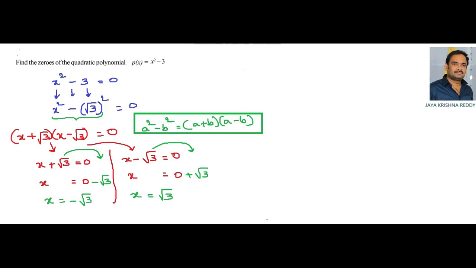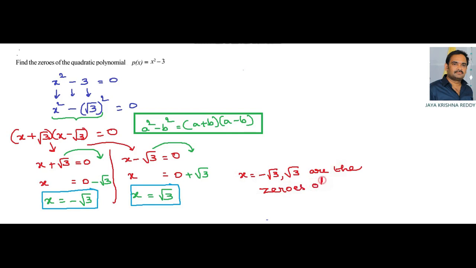So here x equal to minus root 3 and x equals to root 3. That means we can say that minus root 3 comma root 3 are the zeros of the given quadratic polynomial.